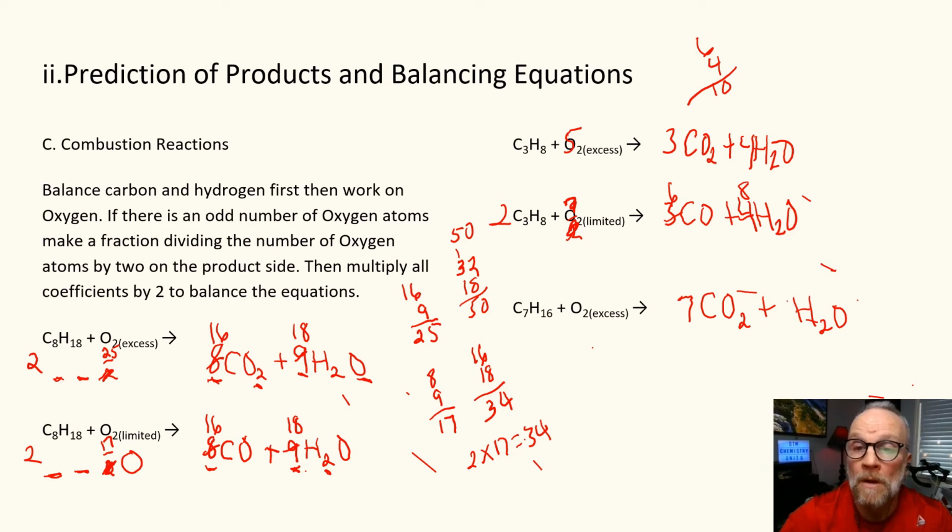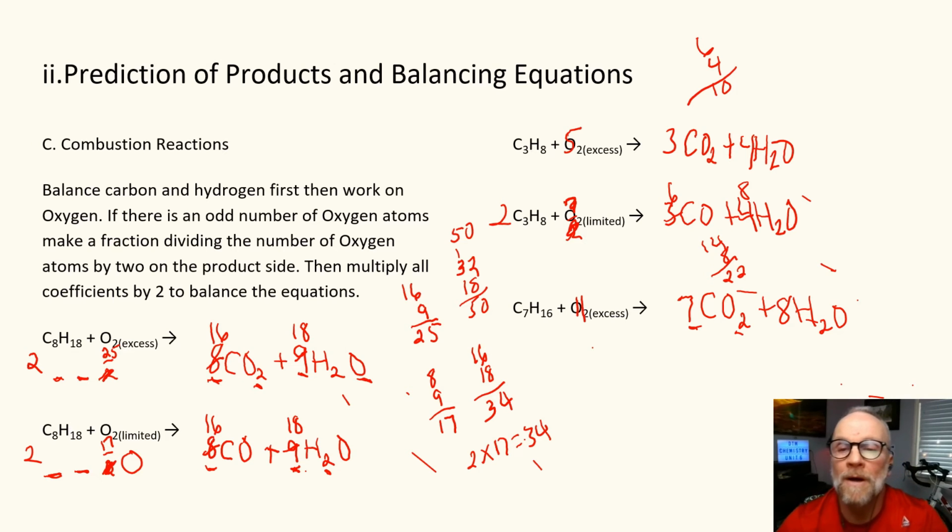7 and 8 there. So now we have 14 and 8. 7 times 2 is 14 and 8. And I believe we'll get a number that's divisible by 2. 8, 9, 10, 11, 12, right? So it's 22. 2 times 11 will give us 22, and we're balanced. So that one's pretty easy. One more.